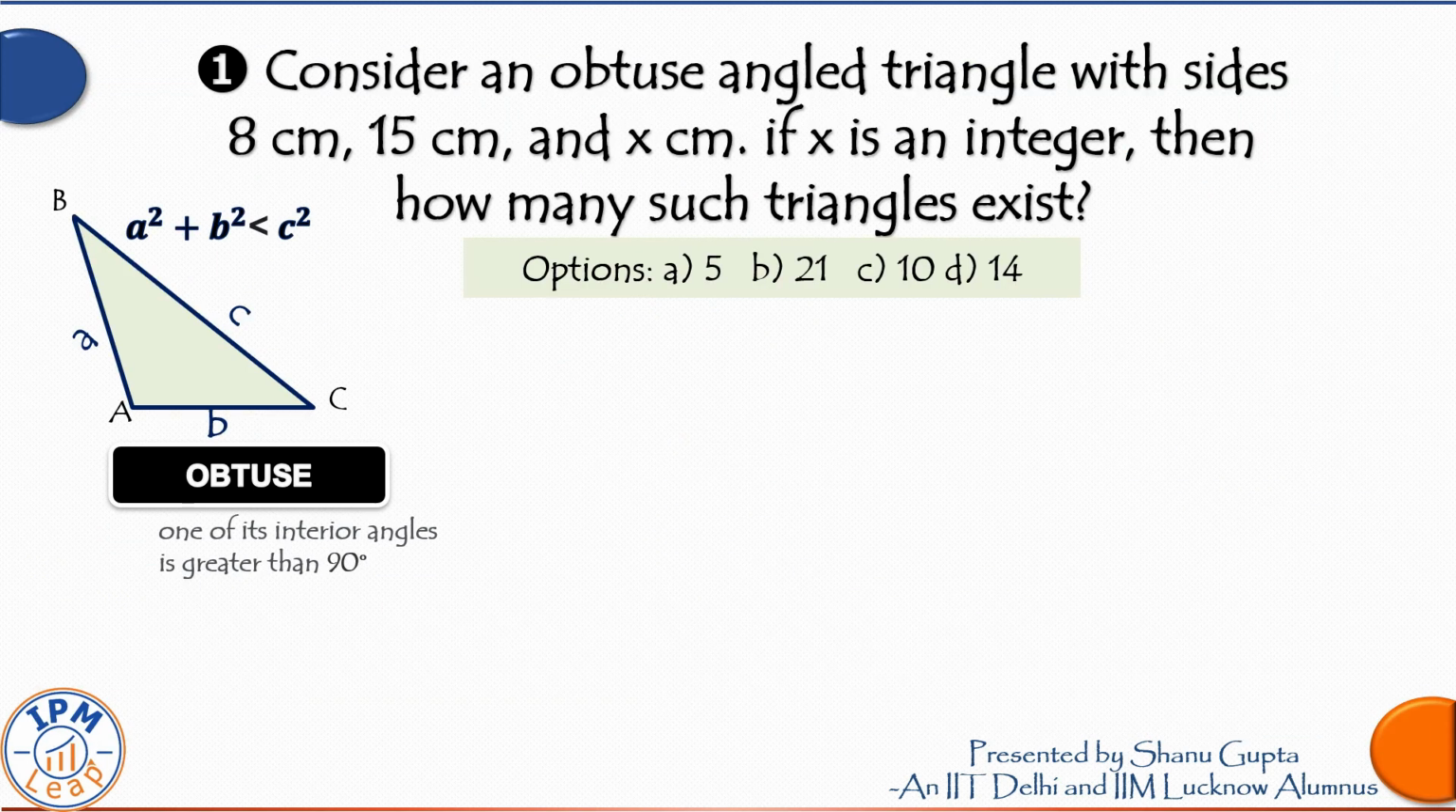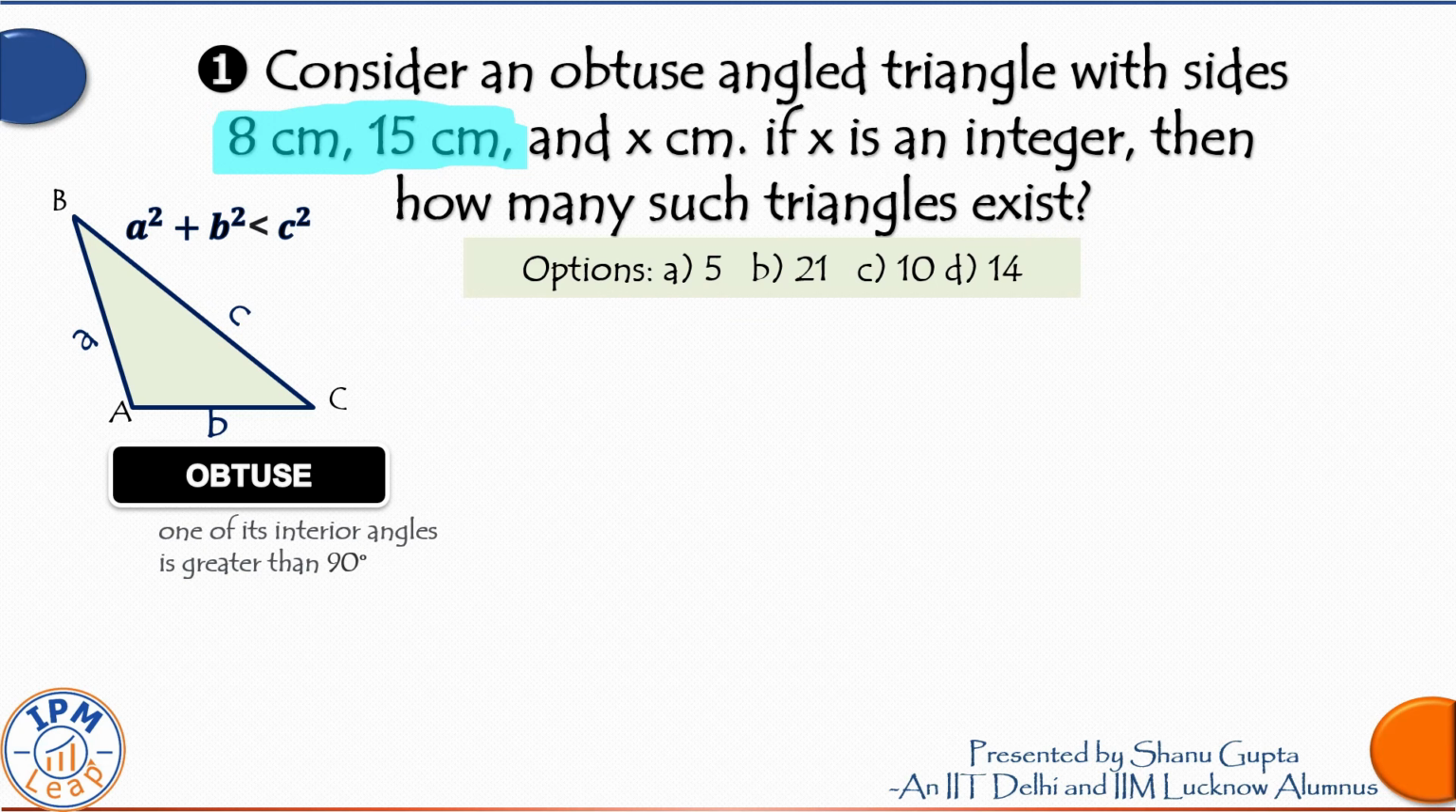We will start with a question in which two of the sides are given and we need to count the possibilities for the third side. The question says, consider an obtuse angle triangle with sides 8 cm, 15 cm and x cm. If x is an integer, then how many such triangles exist?